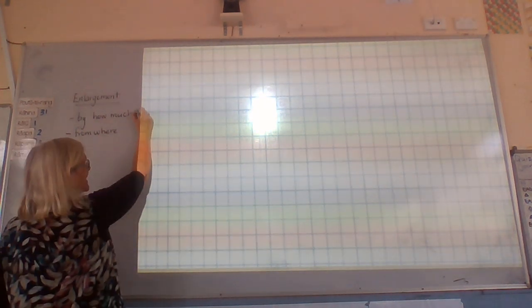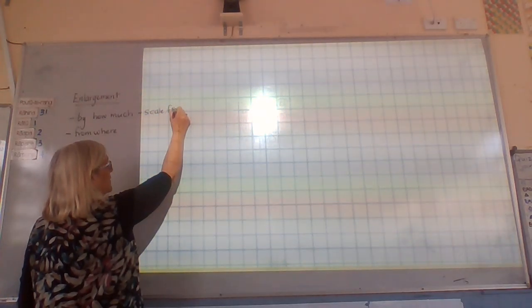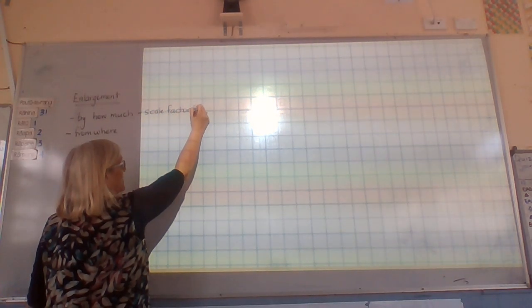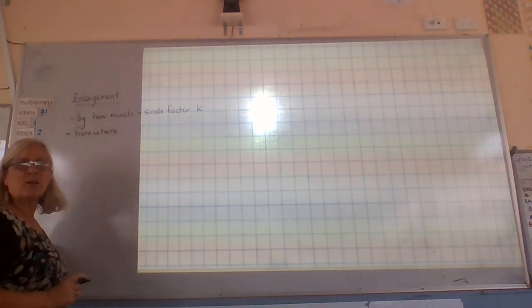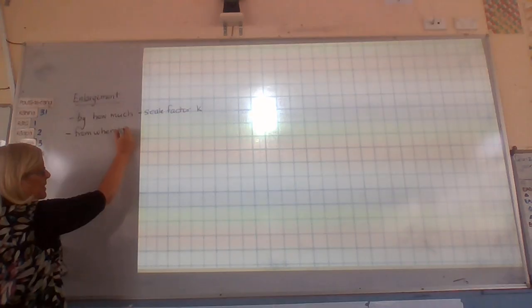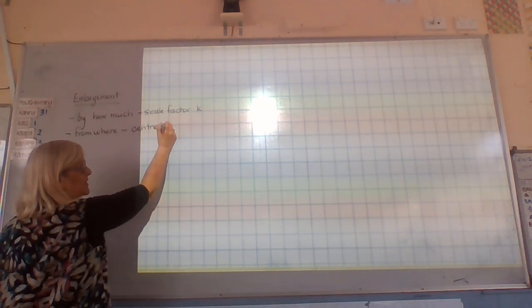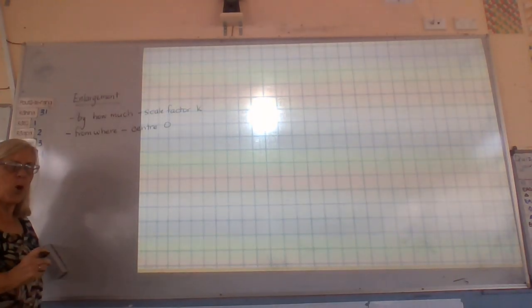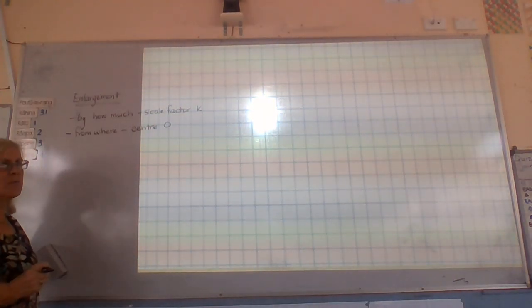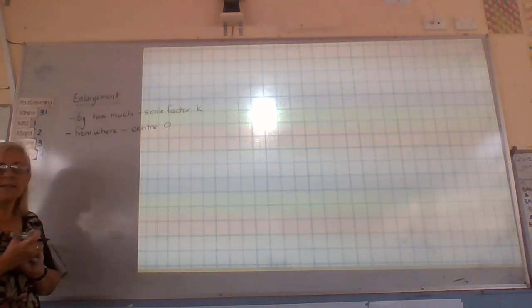This one's called the scale factor. And we use K for that. It's not used anywhere else, so we'll use K for scale factor. From where is the centre, and we stick to the same thing for a centre of O. Not 0, O. All right? Looks the same. Okay, so we need both of those things.